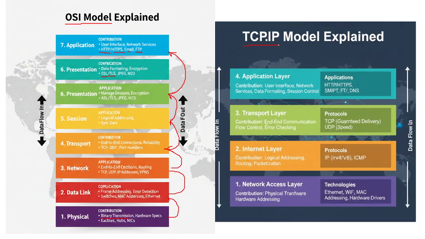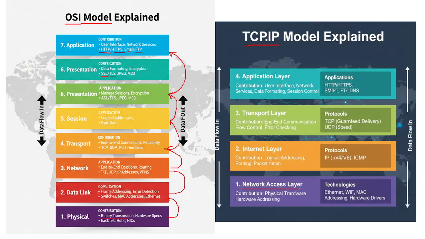The next model we have is the TCP/IP model. TCP stands for Transmission Control Protocol and IP stands for Internet Protocol. It is a four-layer architecture. It is a less layered architecture than OSI. Why does it contain four? It's because it's a practical implementation. Talking about the layers, the first layer is the network access layer, which contributes to the physical or hardware addressing. The technologies involved are Ethernet, Wi-Fi, MAC addressing, and the hardware drivers.